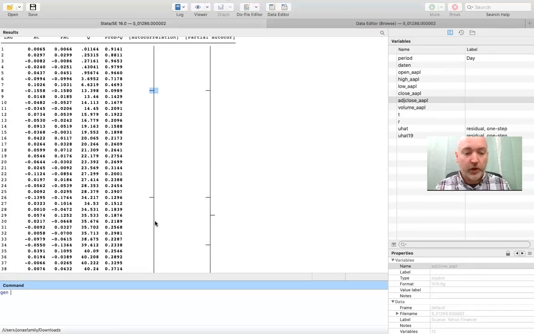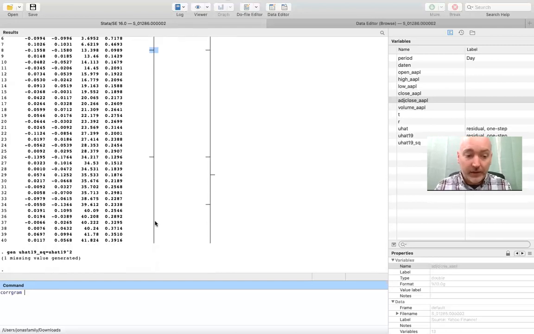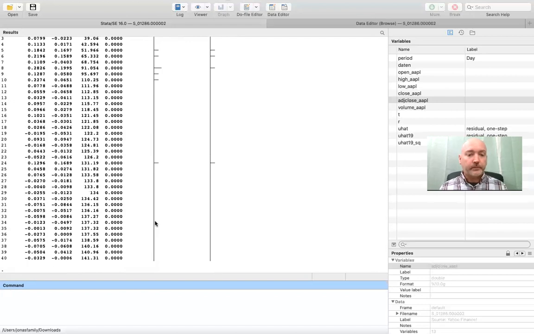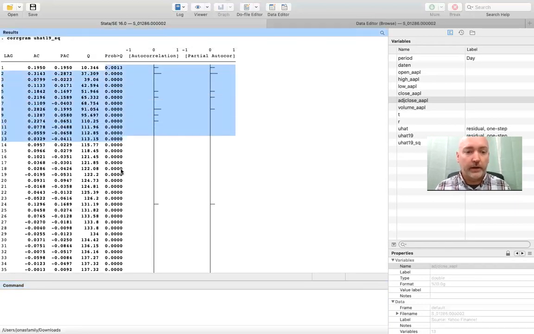So all we have to do is generate a new variable, call it u hat 1.9_sq. So this will be the square of the residuals from our successful ARIMA model. So u hat 1.9 to the second power. That into the correlogram, u hat 1.9_sq. And oh my gosh, look at that. All the way down, we've got significant Q statistics, right?